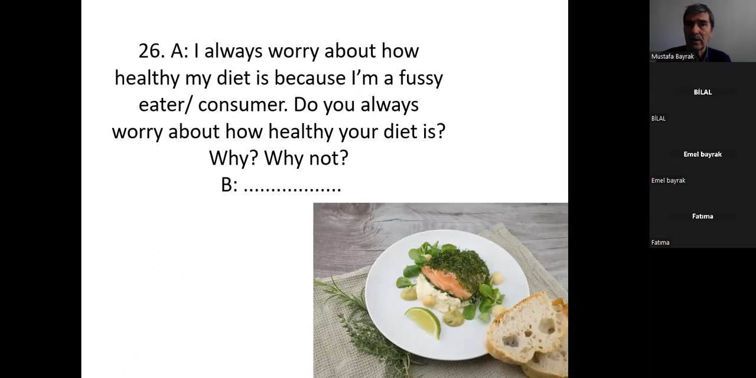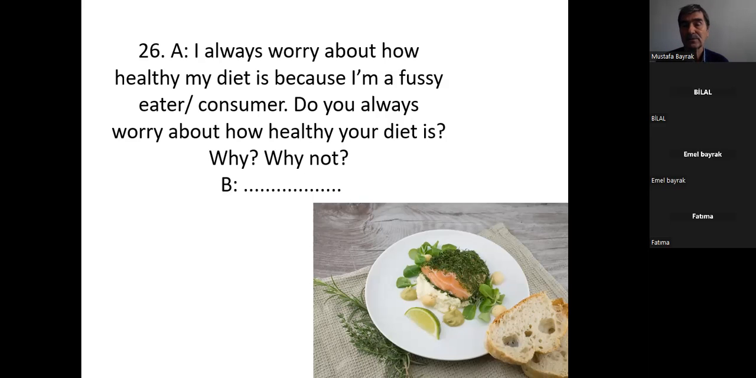26. I always worry about how healthy my diet is because I am a fussy eater. Careful, thorough eater, fussy eater. Do you always worry about how healthy your diet is? Yes, I always worry about how healthy my diet is.